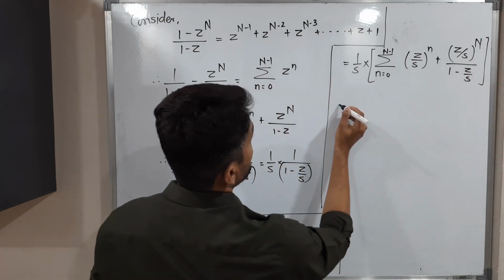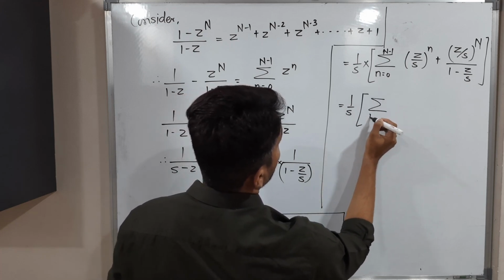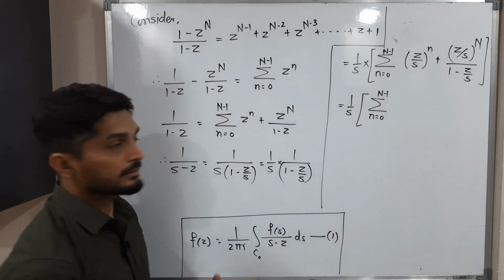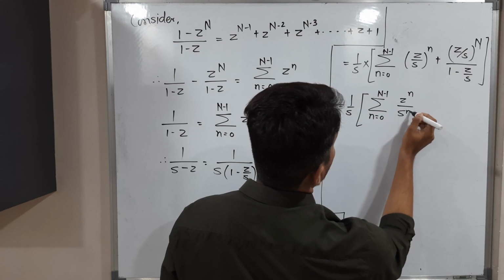So let us do some work. 1 by s, summation n running from 0 to n minus 1. We can take separate powers, right? So z raised to n upon s raised to n.